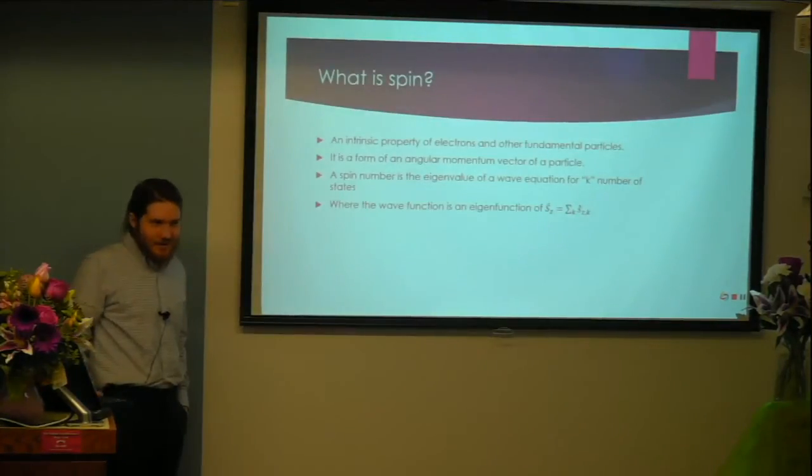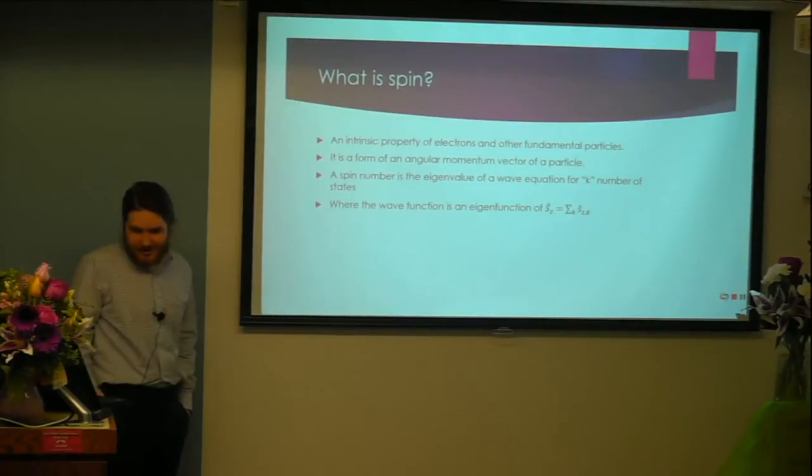And that is a very hard question. If it wasn't, I'd probably have no real problem with it. So it's an intrinsic property of electrons and other fundamental particles, which doesn't really tell us anything. More accurately, it's a form of angular momentum of a particle. Probably the analogy is a ball that's spinning, except it's not a ball and it's not spinning. So then what is it?